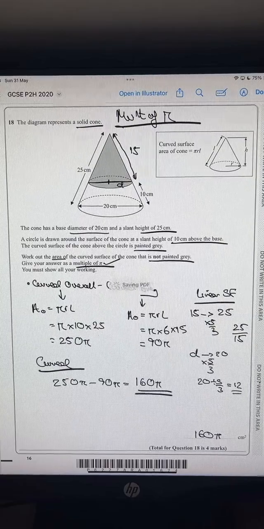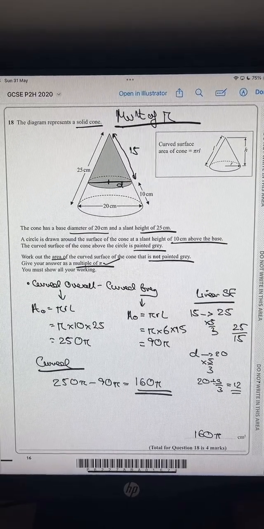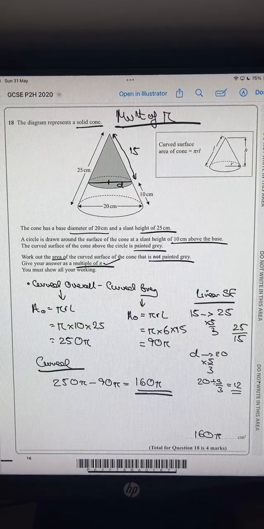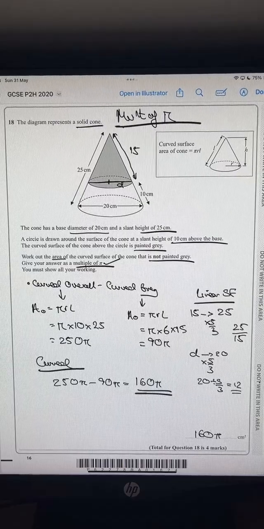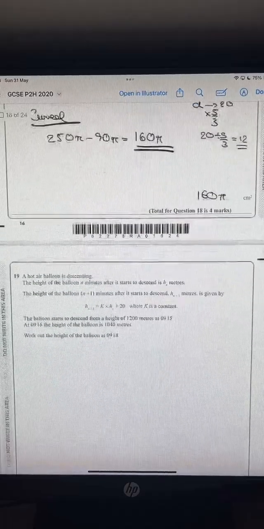So not a bad question. It's just about scale factors and areas. Just don't get confused between what a diameter is and what a radius is. That is a very silly mistake to make. Don't make the mistake, guys. Remember, diameter, radius. Always look out in circle type questions where you've got those. Just like a common sense double check.